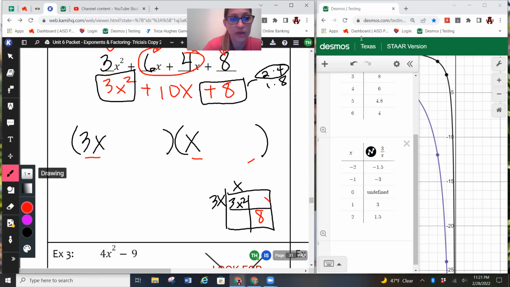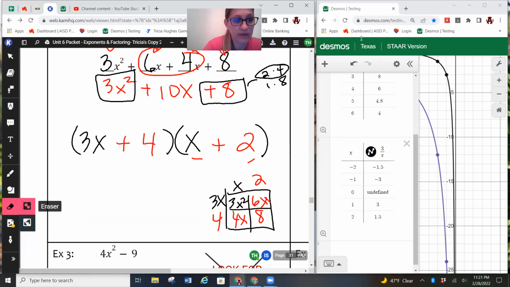Check this out. The 2 was first. Now I'm going to put the 4. The 4 was last. Now I'm going to put the 2. Now I'm going to put the 3x with the 4 and the x with the 2. Let's see if we get a 6x, a 4x that adds to 10x. Check this out. 4 times x is 4x. 3x times 2 is 6x. Now 4 times 2 is 8. We have our factored form. We are done.